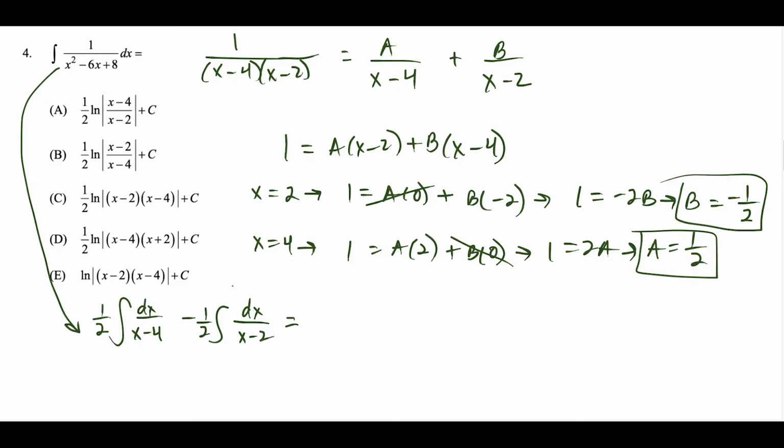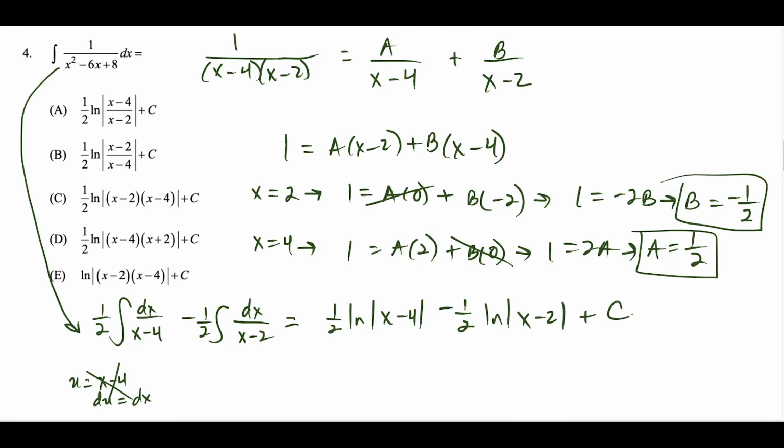This we could just use the natural log technique for integration here. I could go through the trouble of doing a u substitution, say something like u equals x minus 4, but anytime you have du equals 1 times dx, that means you could skip doing u sub and just do the antiderivative straightforward. So we have 1/2 times natural log absolute value x minus 4 minus 1/2 natural log absolute value x minus 2. And of course, don't forget the plus c at the end, because this is an indefinite integral.